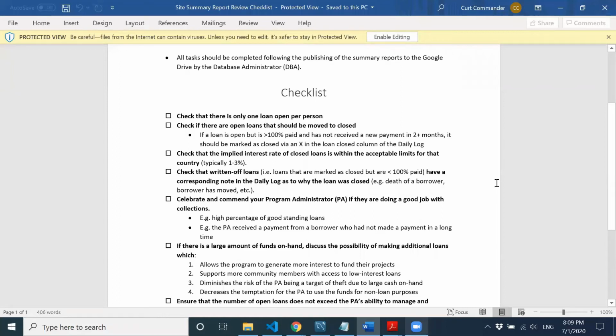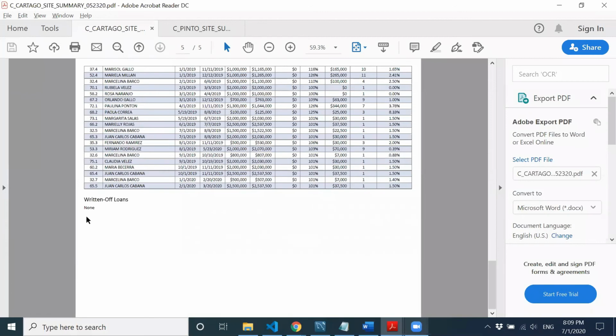Check that written off loans have a corresponding note in the daily log. I don't really have an example to show you. I don't think we have too many written off loans, but if you do see a written off loan, there will be a note field here. If you see it's blank, you can go into your master daily log and write a note, figuring out what the situation is, like the person died or something. You could add that note under this section.